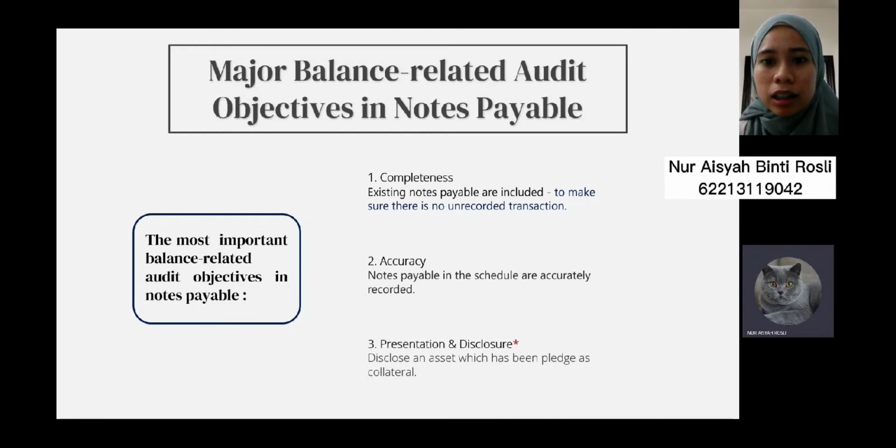For example, in some fraud cases, some companies hide their high liability to avoid going concern problems or liquidity problems because the company has too many liabilities compared to the assets. Next is accuracy. Accuracy is to make sure notes payable and the installments are properly recorded, to avoid mistakes such as keying in the wrong information. In addition, presentation and disclosure are also important because if you have a secured loan, you need to disclose your asset which has been pledged as collateral for your acquired loan, such as a mortgage loan.